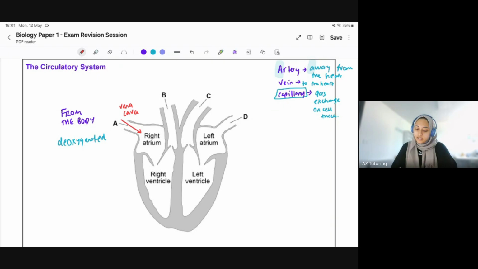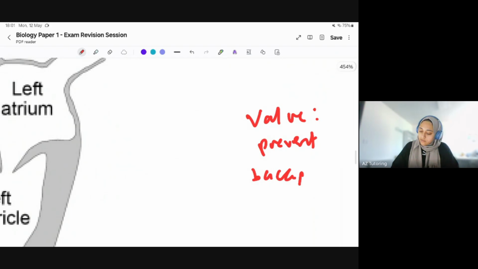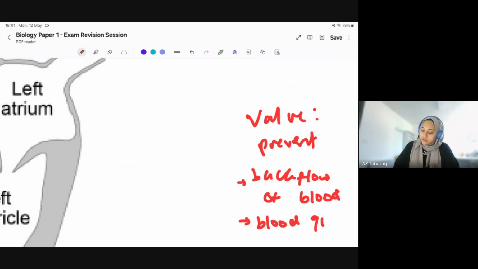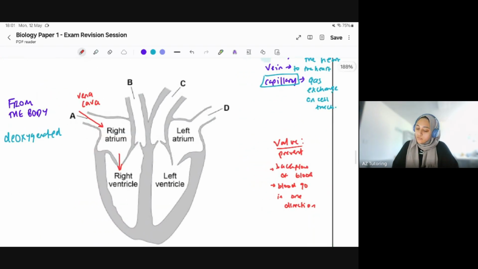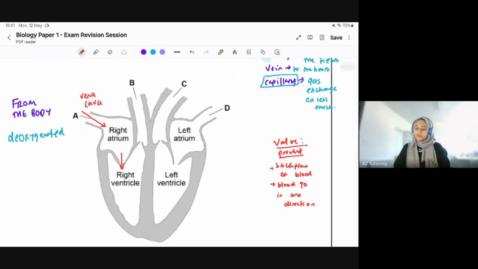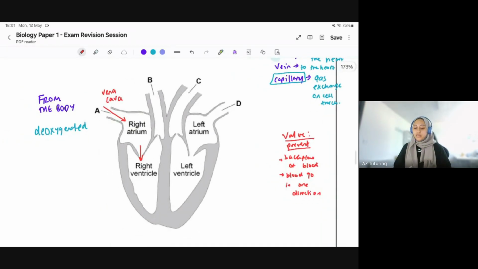Okay, so that's the first step. It then passes through the right atrium and then goes down the valve. Now, the whole purpose of the valve is to prevent backflow of blood. You basically want the blood to go in 1 direction. So if they ask you what's the purpose of the valve, prevent backflow of the blood and make it stay in one direction.